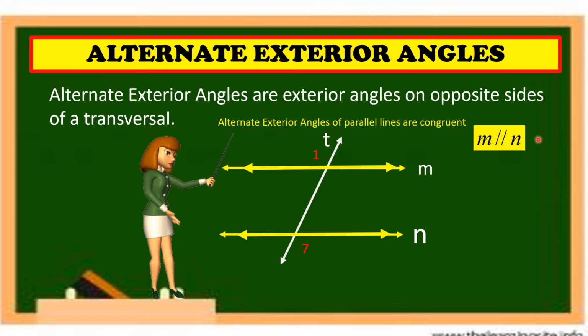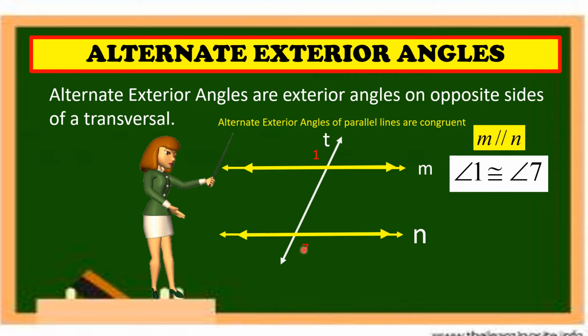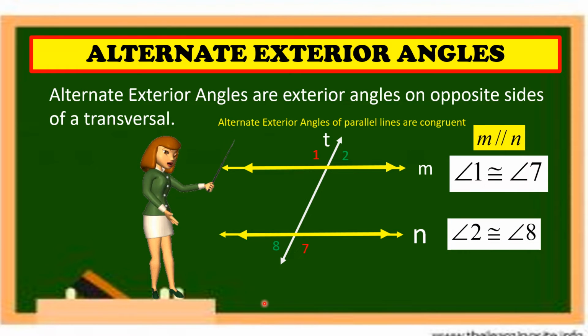If the lines are parallel, alternate exterior angles of parallel lines are congruent. Therefore, angle 1 is congruent to angle 7. We have another pair of alternate exterior angles, angle 2 and angle 8. Since angle 2 and angle 8 are alternate exterior angles, the two angles are congruent. Angle 2 is congruent to angle 8.